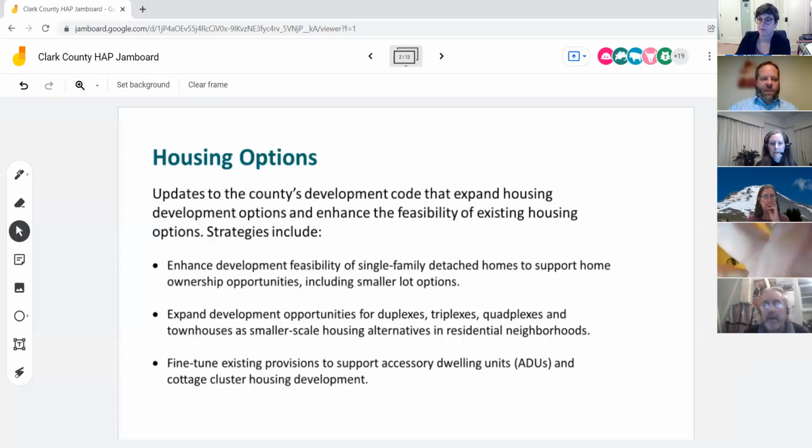So just to refresh everyone's memory, this included enhancing the feasibility of hopefully smaller lot options and homes by doing things like reducing minimum lot sizes and increasing minimum densities in high density zones. We're looking at expanding opportunities for middle housing by allowing these different housing types in low and medium density zones. And then fine-tuning existing provisions for accessory dwelling units and cottage cluster housing development, just to make it easier to develop those types of housing options as well.